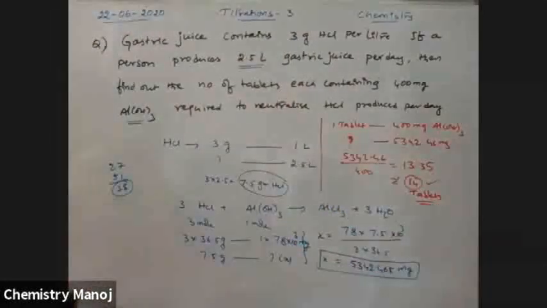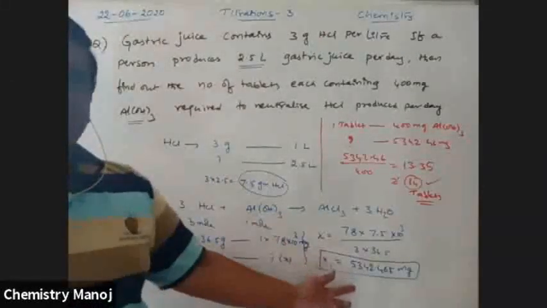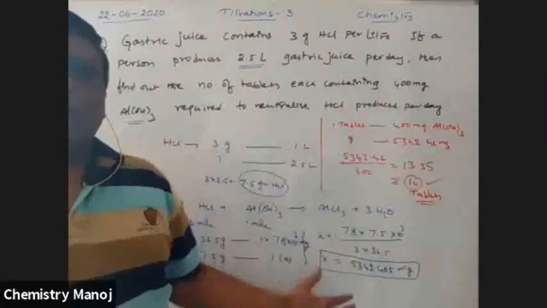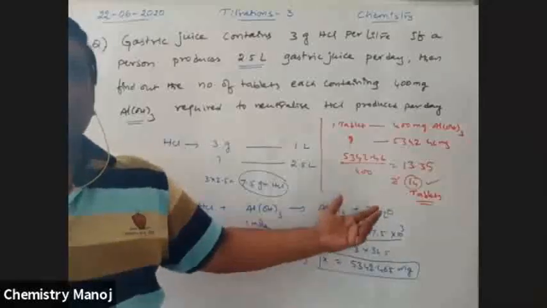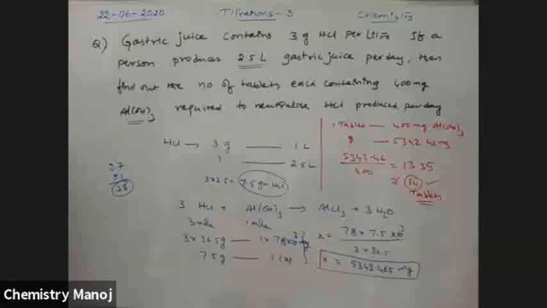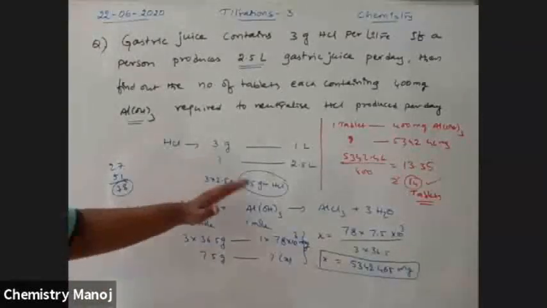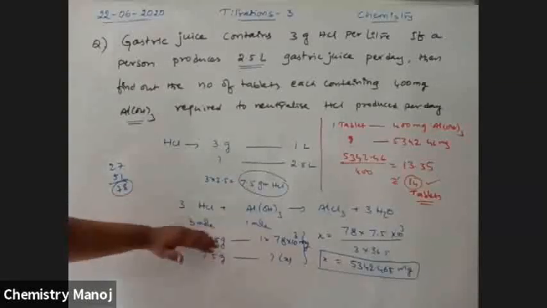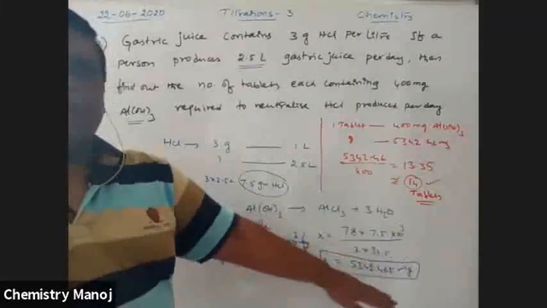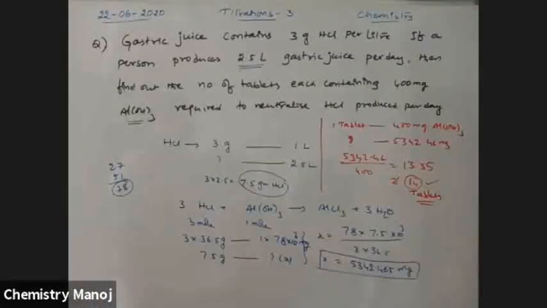14 tablets are required. See my dear boys, first of all I find out how much Al(OH)3 is required. One tablet has this much, so our required value has how many tablets? That is the conversion. First I find the HCl weight, by using that I find the aluminum hydroxide weight in milligrams, and by using that we find the number of tablets. Is this clear? Is there any doubt? Okay, this is the way. So next point.